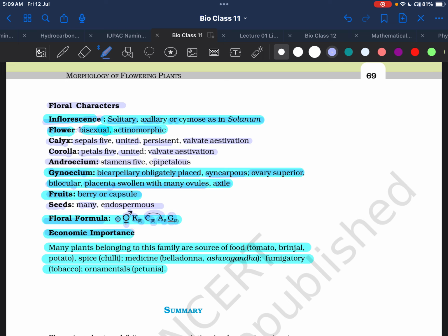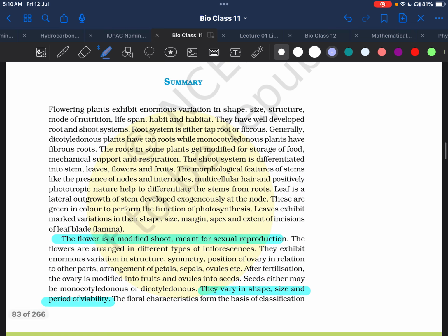Economic importance: many plants belonging to this family are sources of food: tomato, brinjal, potato; spice: chili; medicine: belladonna, ashwagandha; fumigatory: tobacco; ornamental: petunia.